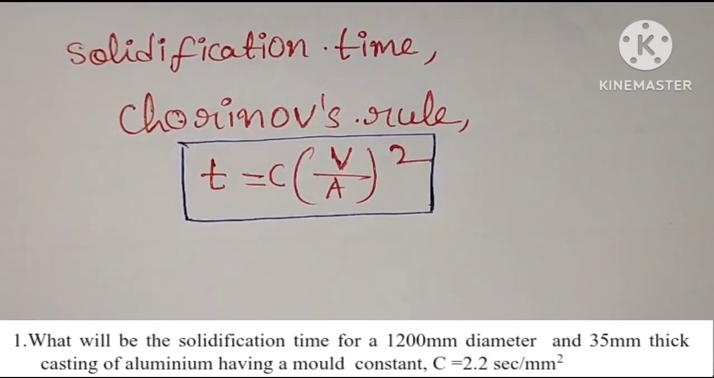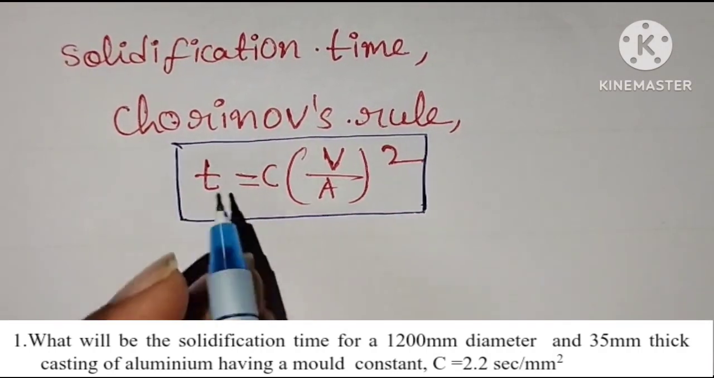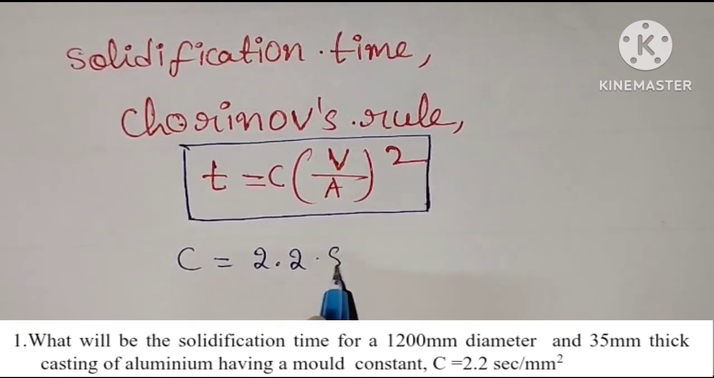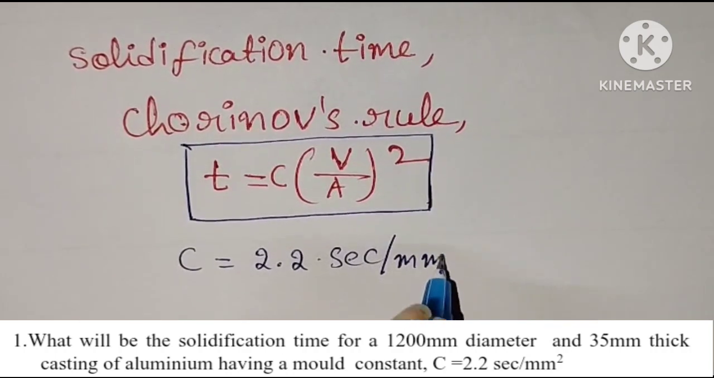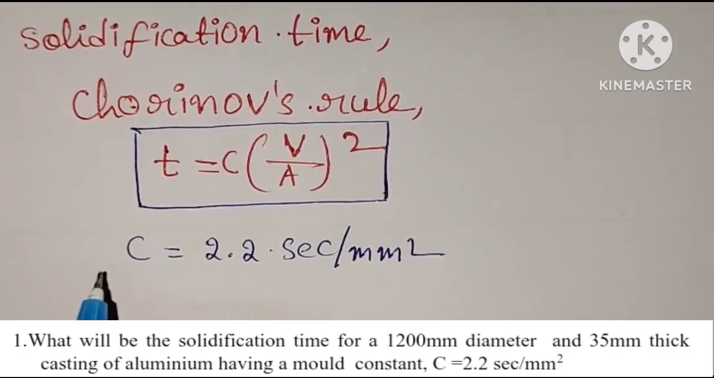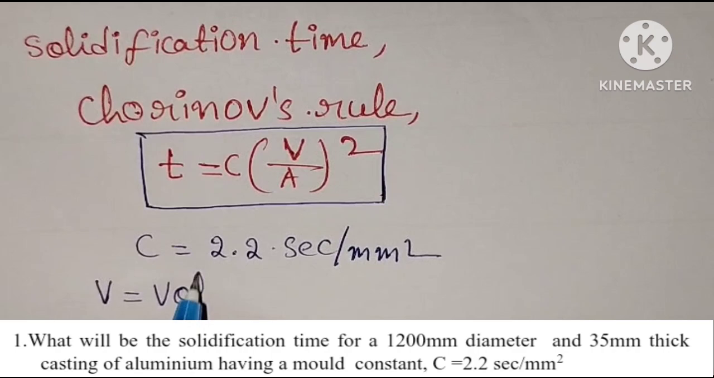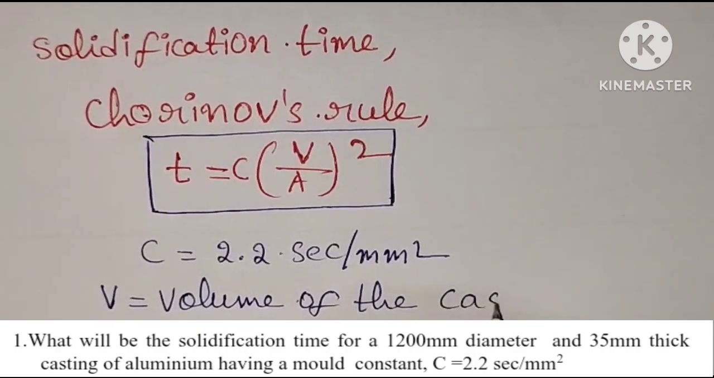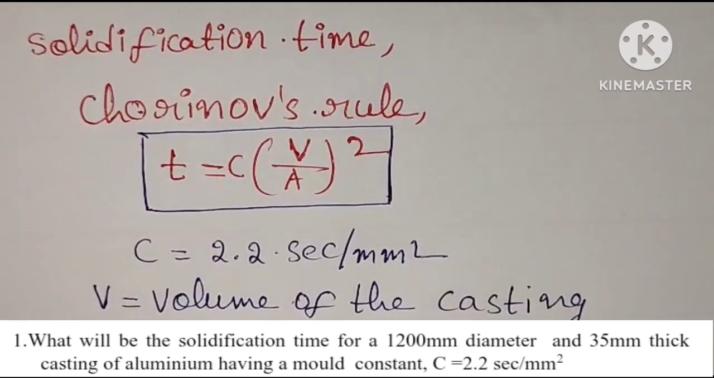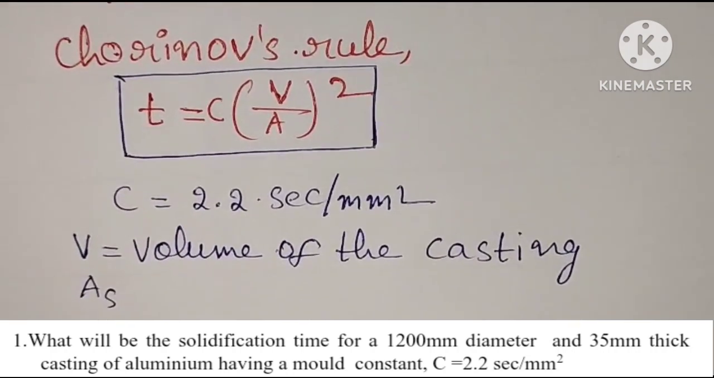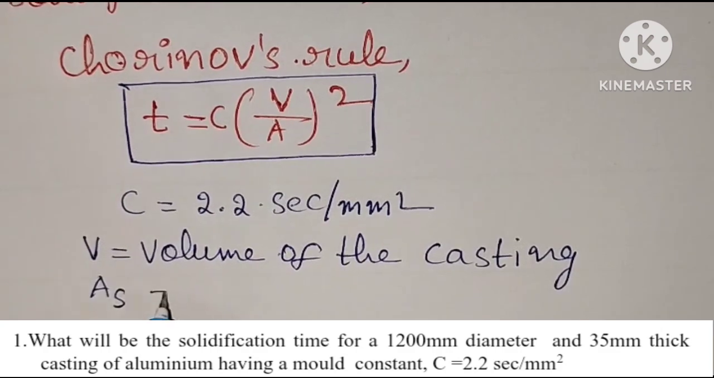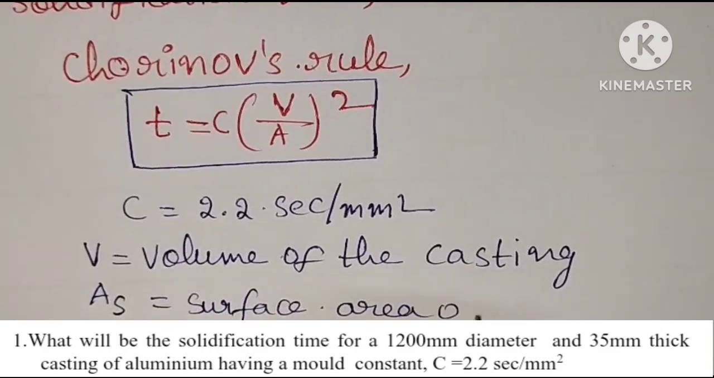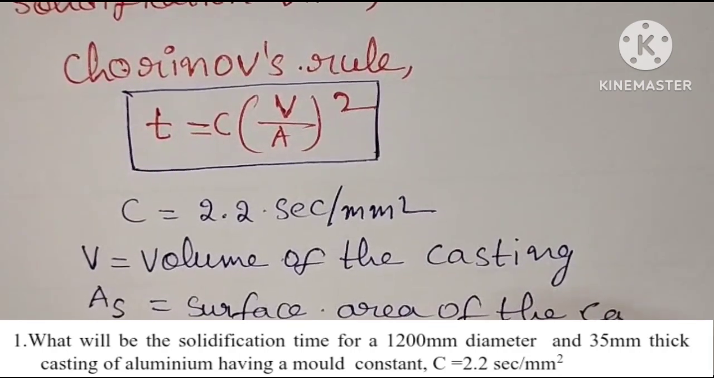where C is the mould constant. The mould constant C is given as 2.2 second per mm square. V is the volume of the casting. And A is the surface area of the casting.